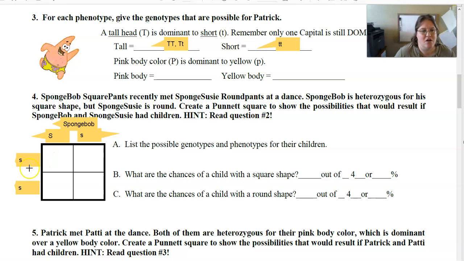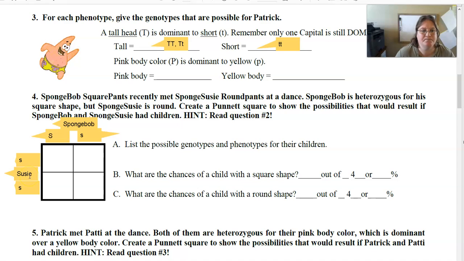And then on this side right here, we're going to put a little thing here, and this is for Sponge Susie. I'm just going to write Susie. If I could spell right today, there we go, Sponge Susie.